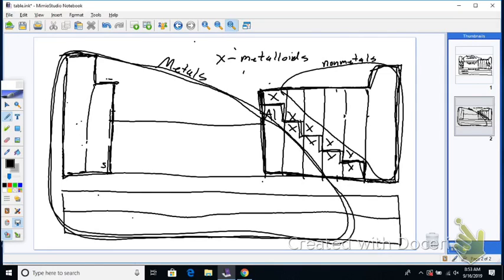They're brittle, where metals are malleable. These are kind of dull looking. I mean, dull means they don't shine. They don't have a luster. So if you know what metals are, then you can take nonmetals and they would be the opposite. Any questions on that?